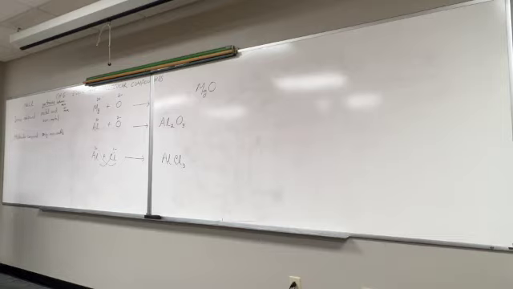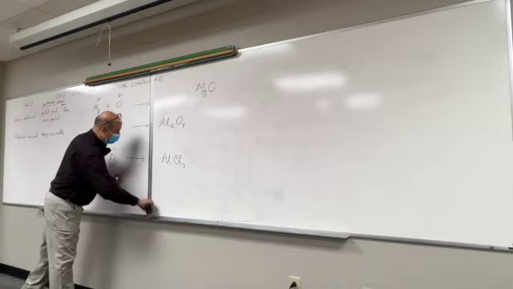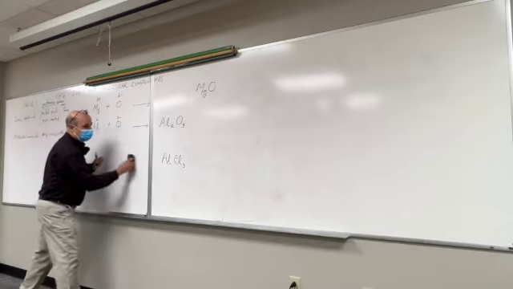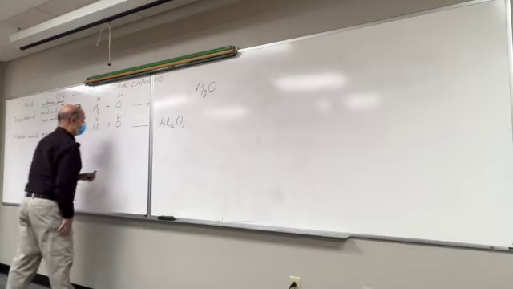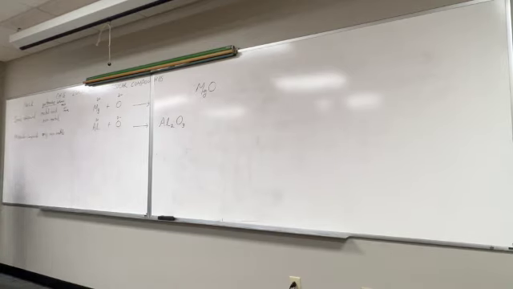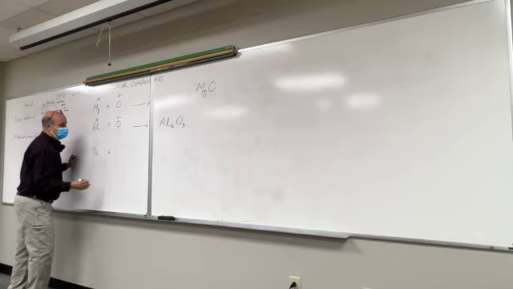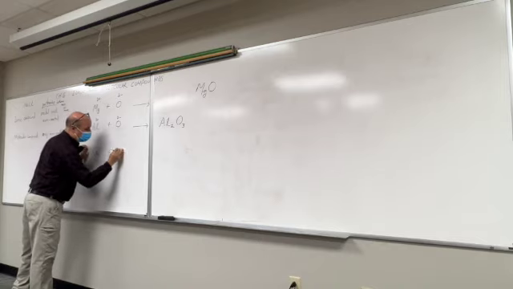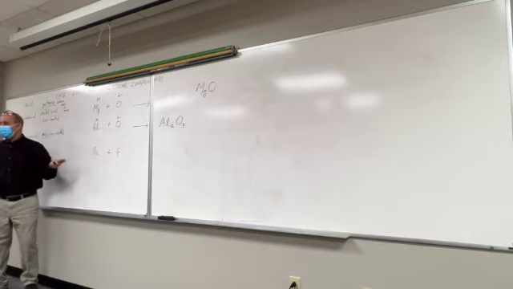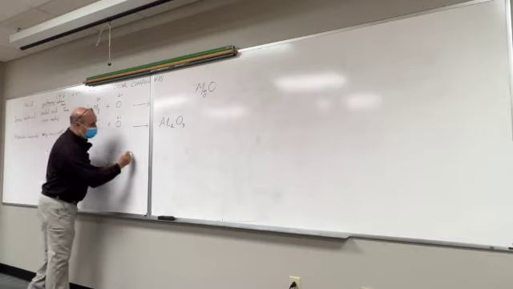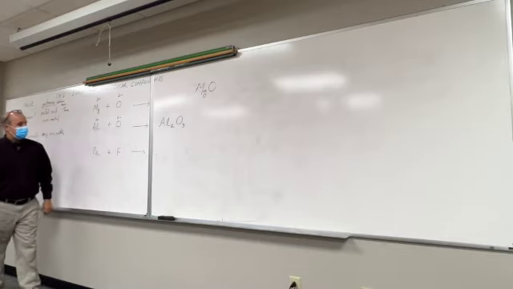Okay, let's make one more prediction. And then we can take a look at what Rachel actually asked. So let me pick a member of group 2, and a member of group 17. What about calcium combining with fluorine? We haven't looked at either of those two yet, but you're going to make the prediction based on where they are on the periodic table.